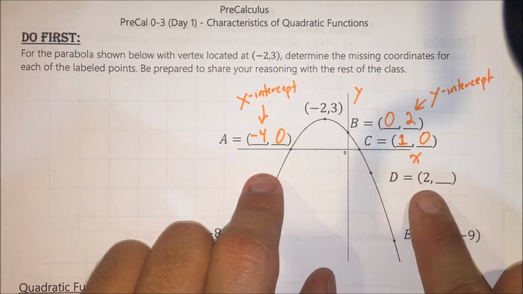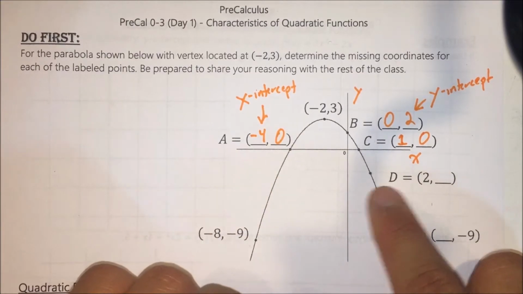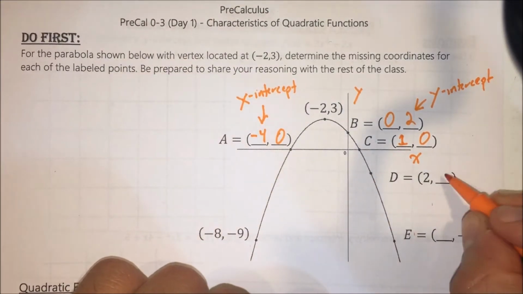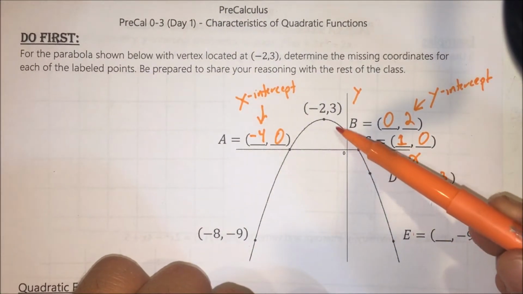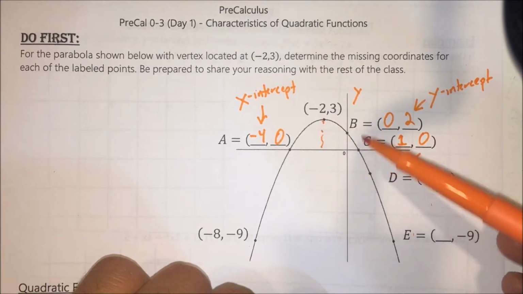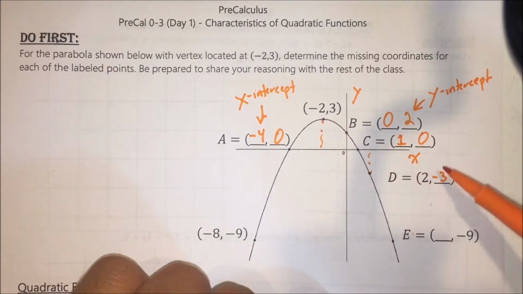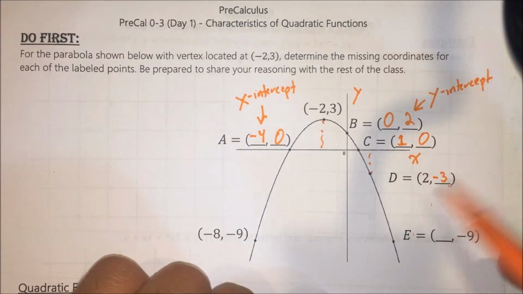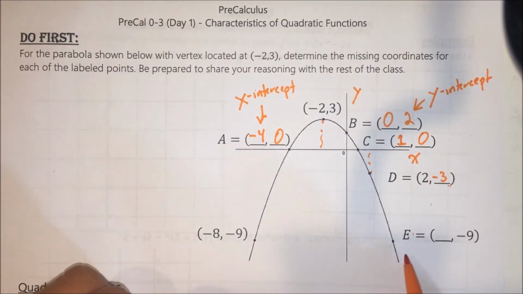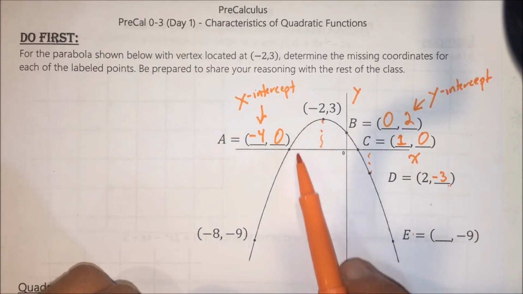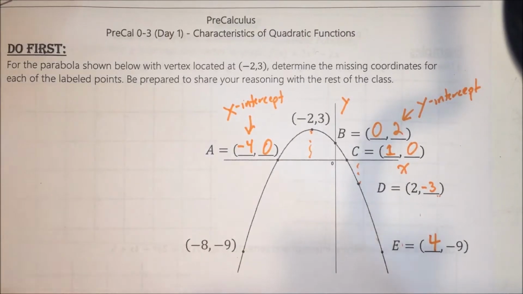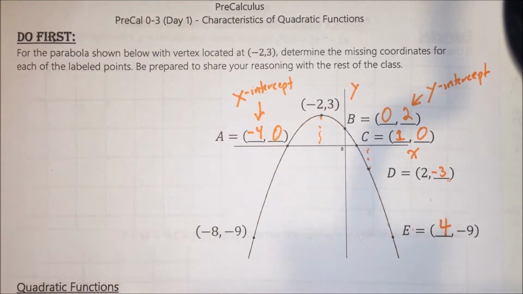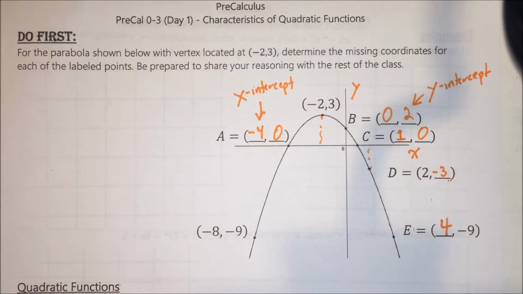D is going to be a little past 1, and below the axis, so we know the y has to be negative. I guess -3, but I could see an argument for maybe -2. The reason I say -3 is that it's about the same distance from the x-axis as this other point. So I guessed about -3. And then for E, we can see that it is 9 below, and the distance is a little bit further than 2. Maybe it's about 4, so I guessed 4 in the x. Those are some guesses on my end, but feel free to give whatever interpretation you think.